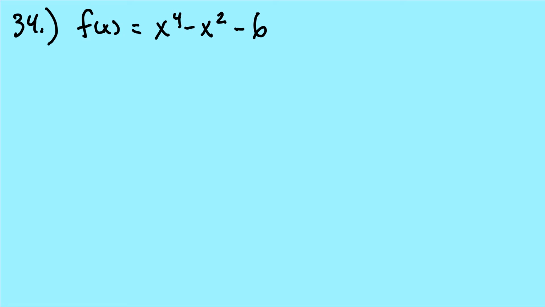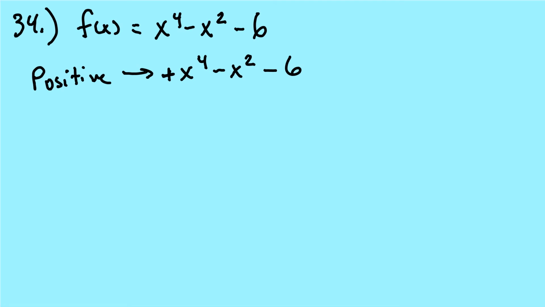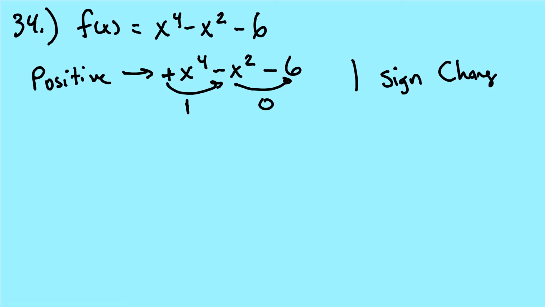Alright, so 34, we have f of x equals x to the fourth minus x squared minus 6. So for positive, I don't change anything. I just write it exactly the same. I say x to the fourth minus x squared minus 6. This is positive, so I went from positive to negative. That's 1. Negative to negative, that's none. So I have one sign change, meaning I have one positive zero.